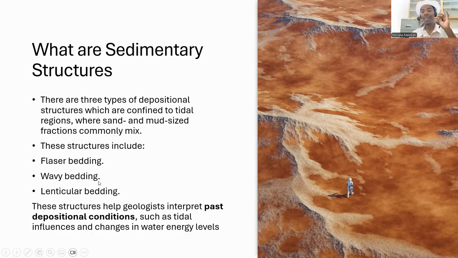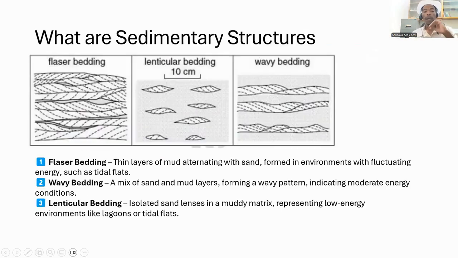These structures are very important because they help geologists interpret past depositional conditions, such as tidal influences and changes in energy levels. The Flaser bedding is thin layers of mud which alternate with sand, formed in environments with fluctuating energy such as tidal flats.